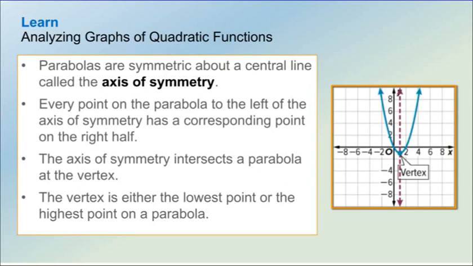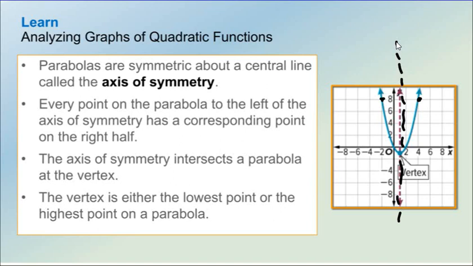Parabolas are symmetric about a central line called the axis of symmetry. That's what this dotted line here is. Every point on the parabola to the left of the axis of symmetry has a corresponding point on the right half. So if I choose this point, it's a mirror image on this side. If it was 1.5 steps to the right, it's 1.5 steps to the left.